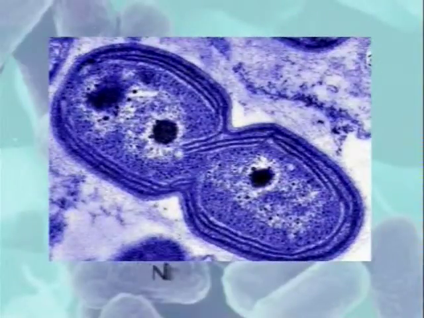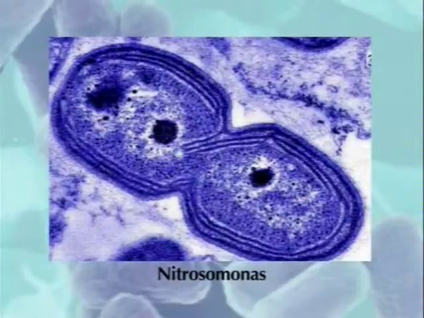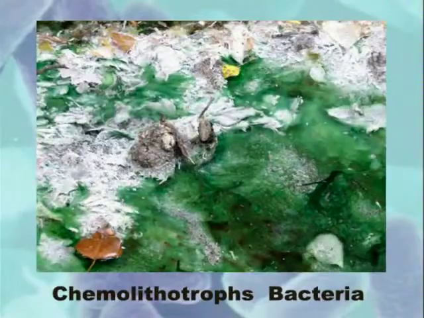chemolitho-autotrophs. For example, bacteria of the genus Nitrosomonas use ammonia as their electron source, obtaining energy by oxidizing ammonia to nitrite. Chemolithotrophs contribute greatly to chemical transformation of elements. For example, conversion of ammonia to nitrite or sulfur to sulfate that continually occur in the ecosystem.